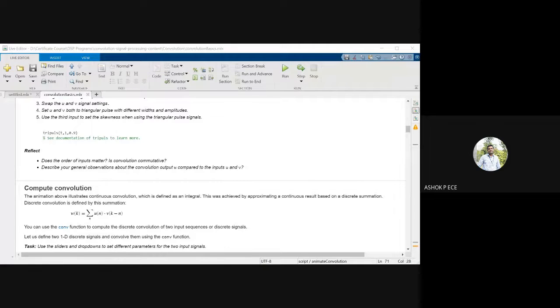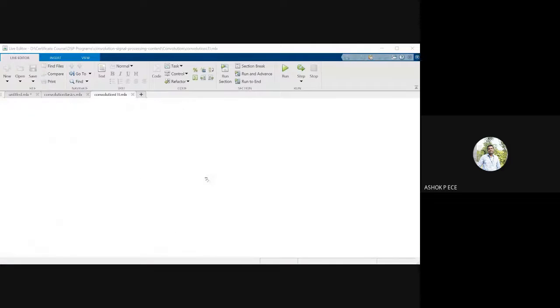Okay. So next, we are going to see convolution in an LTI system.